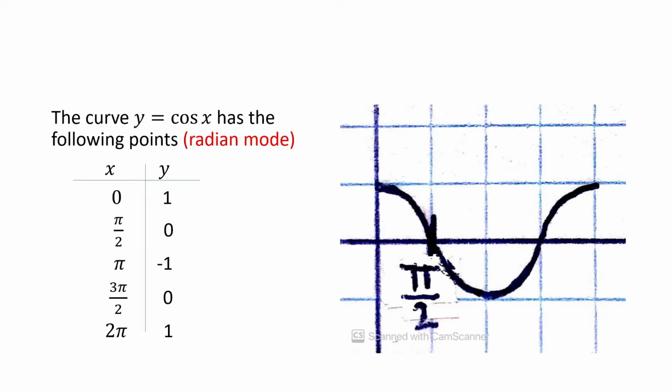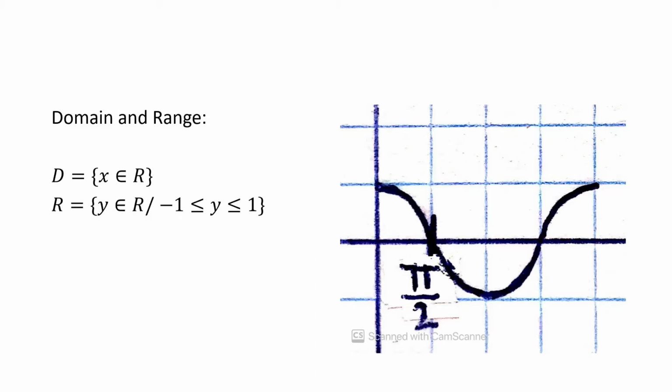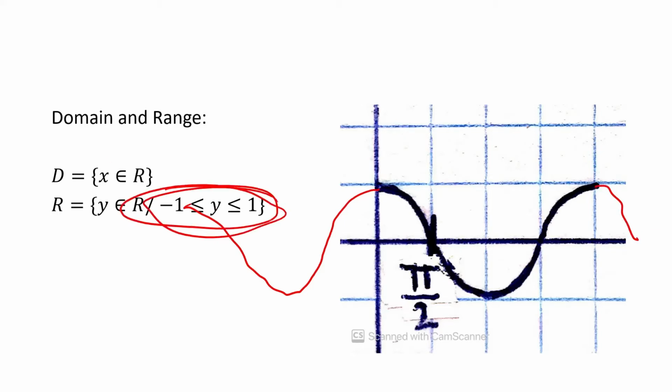We could also put the cosine curve in radian mode. It would look like that. Remember, pi over 2 radians equals 90 degrees. And it goes infinitely in both directions. Instead of saying that the period is 360 degrees, we can say the period is 2 pi radians, which is the same thing. Our domain is x element of the reals because, as we've said, this curve will go infinitely in both directions. And our range is the only possible y values are those between -1 and 1 inclusive.